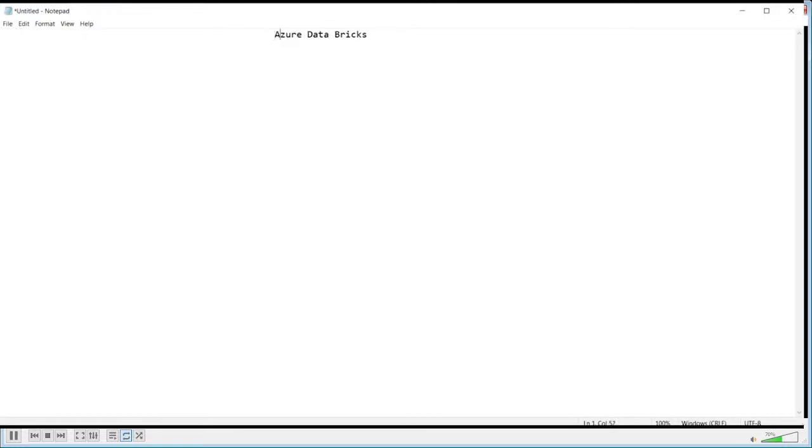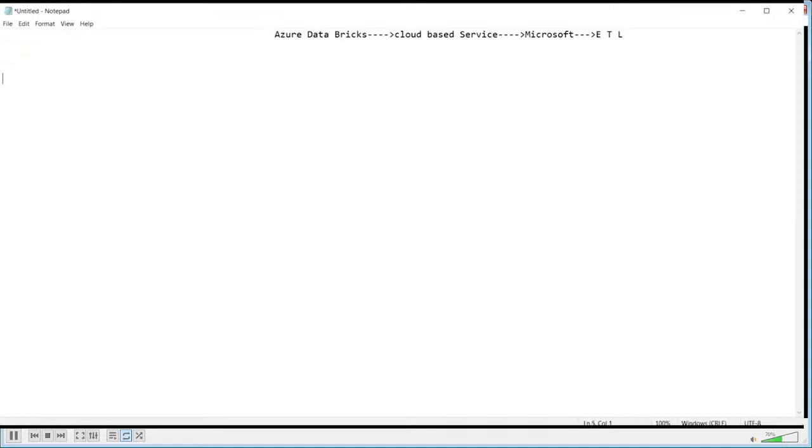So, basically, what is Azure Databricks? Guys, Azure Databricks is a cloud-based service provided by Microsoft. It is a cloud-based service provided by Microsoft to perform the job of ETL. Now, guys, what do you mean by ETL?